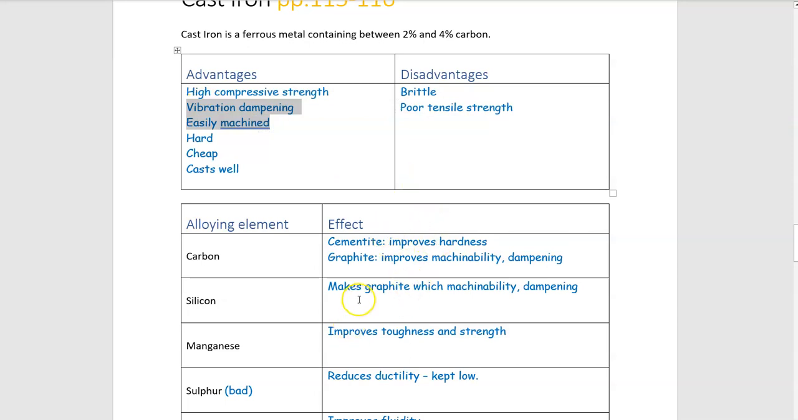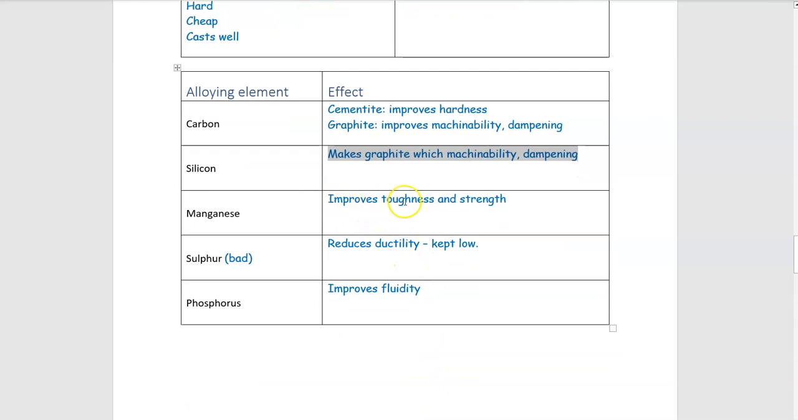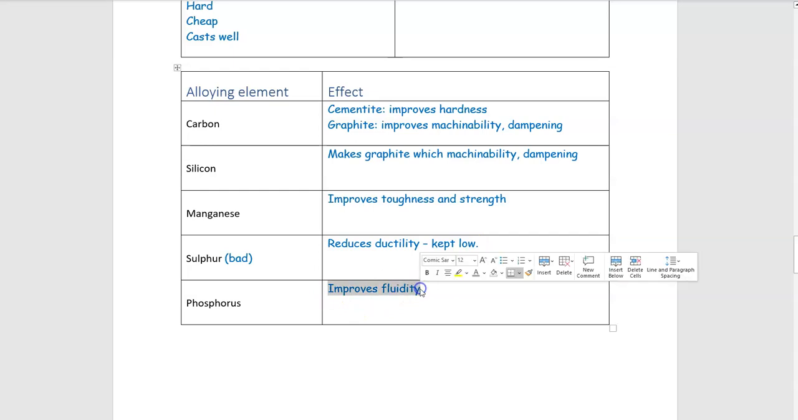So how do we make the graphite? Well, we make graphite using silicon. If we add silicon, it forms graphite in the cast iron, which we said improves machinability and dampening. Okay, we can add manganese. Manganese improves toughness and compressive strength. Sulfur is bad. We don't like it. It negatively affects the ductility. It makes it more brittle, and we want to reduce it. We want to keep it low. Phosphorus is good because it makes it flow better. So if you have fine corners or like very, very thin sections, you want to add phosphorus to improve flow.